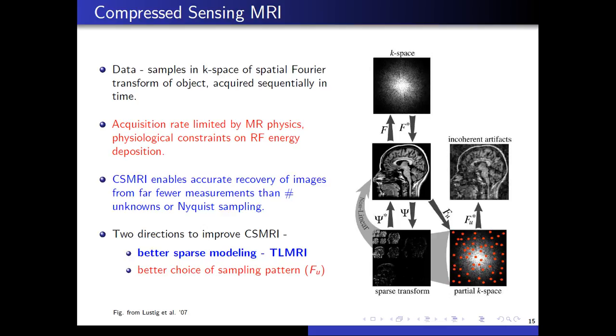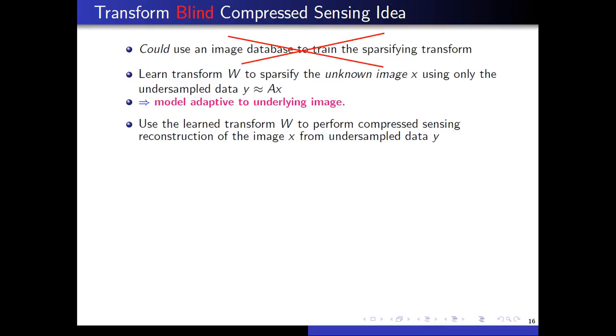And you can also pick a better sampling pattern. You can pick a clever way to acquire, which is different work, and I will describe it here. Okay, so here's the idea. What we do, we call it transform blind compressed sensing. Blind because you don't know the transform. You're also trying to learn the transform at the same time, you're acquiring limited data, and you're trying to recover the object.